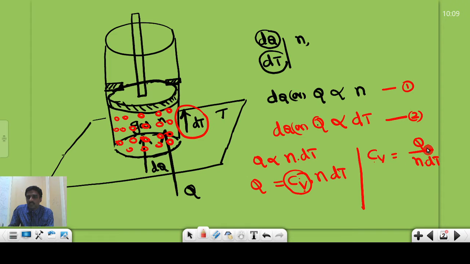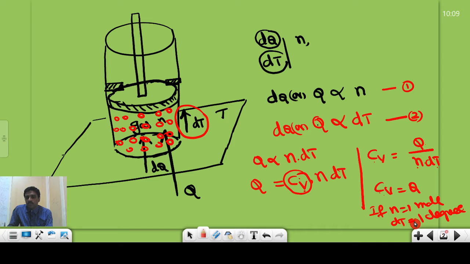Then CV can be equal to Q when N is equal to 1 and dt is equal to 1. Then CV is equal to Q, that means the amount of heat energy supplied to the system is equal to the specific heat capacity at constant volume, if N is equal to 1 mole of the gas we are taking, and dt, the change in temperature of the gas, is equal to 1 degree.